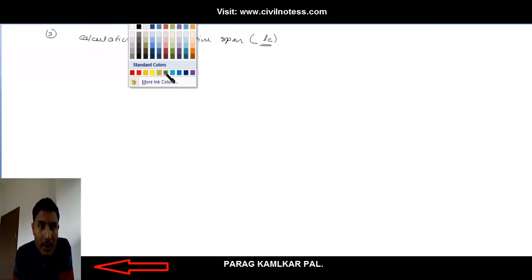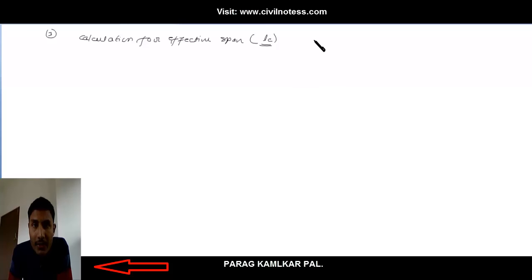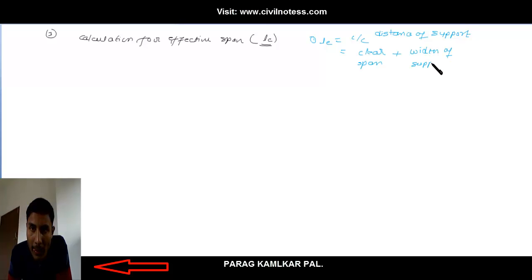It has a formula, the first formula is LE equals to center to center distance of support. Which is nothing but the clear span plus width of support. So this is what exactly it is.